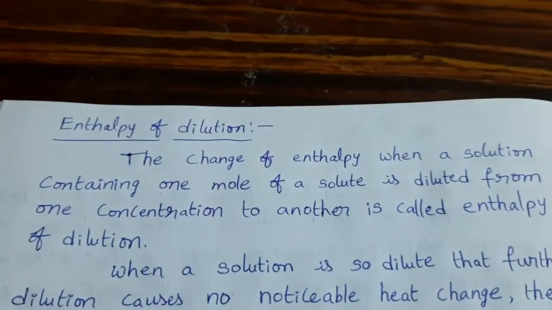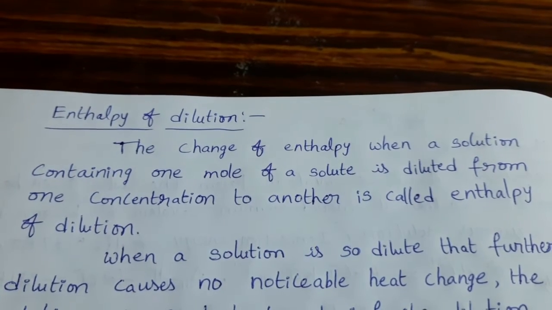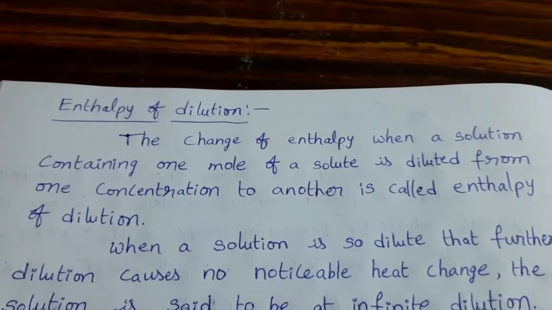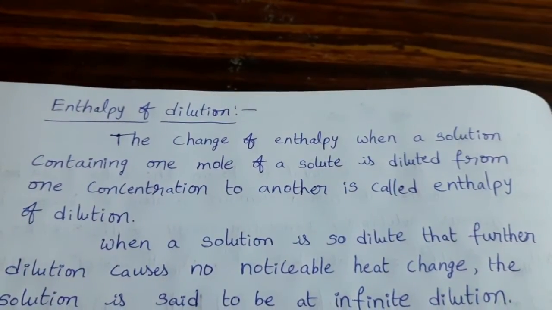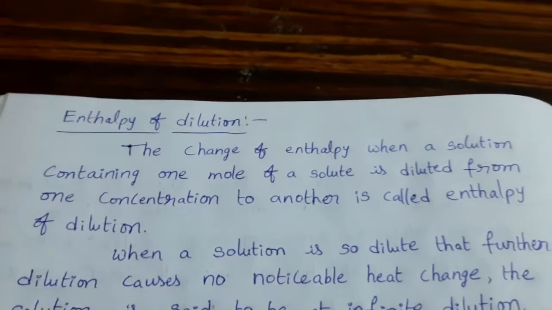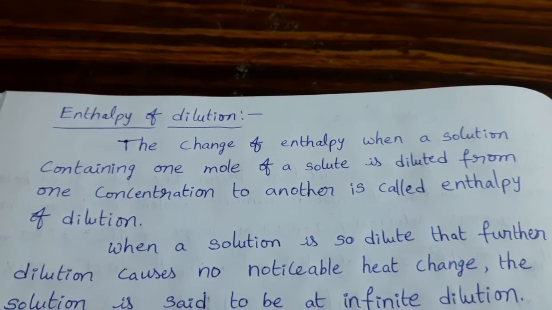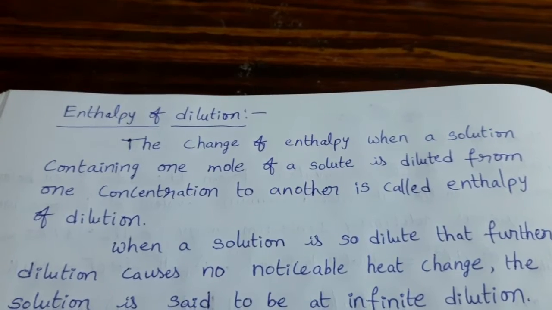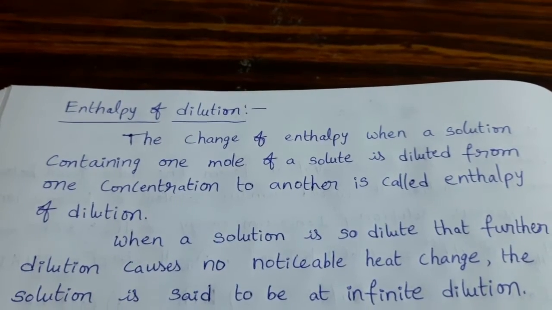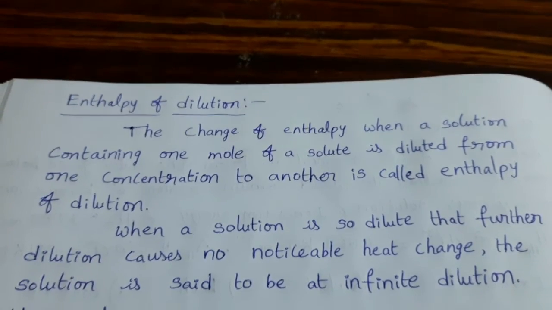Enthalpy of dilution. It's very simple. The change of enthalpy when a solution containing 1 mole of a solute is diluted from one concentration to another is called enthalpy of dilution. See this, a solution containing 1 mole of solute has a particular concentration. Now its concentration changes to another value by adding solvent, then the enthalpy change is called enthalpy of dilution.